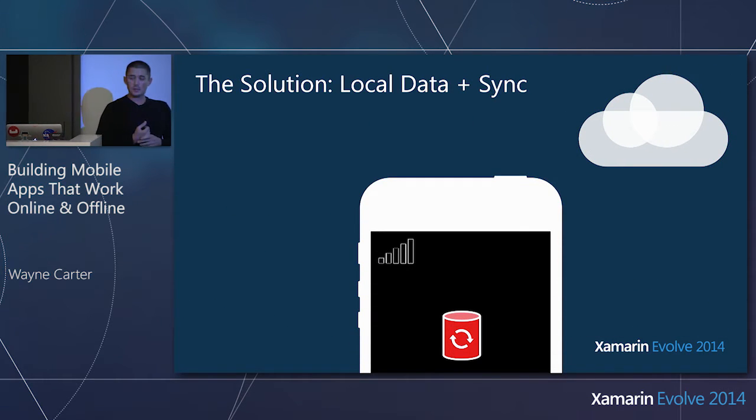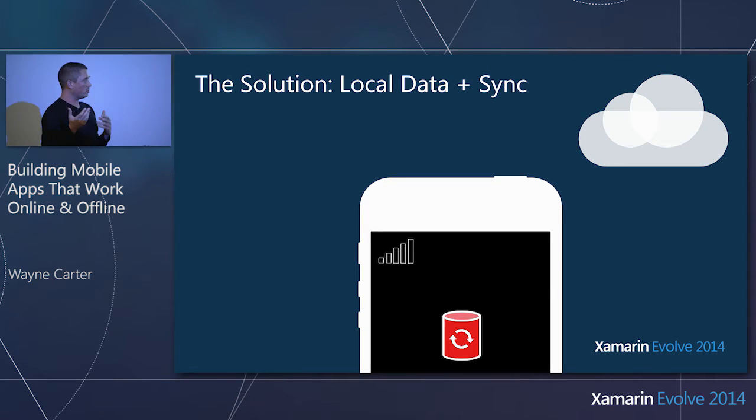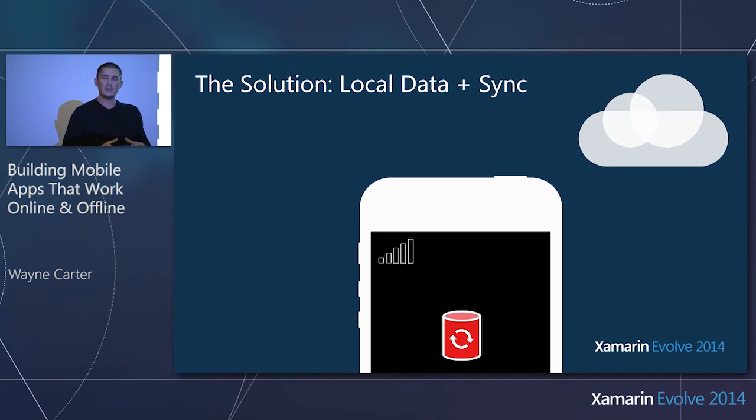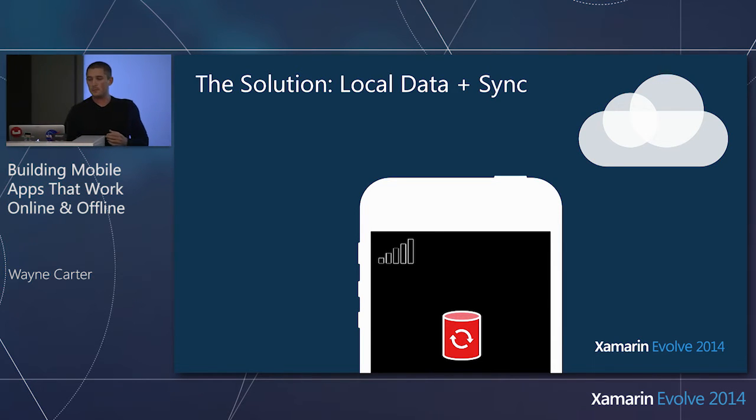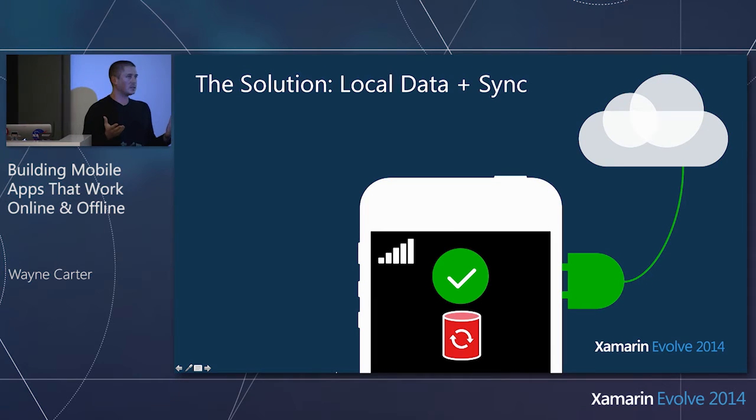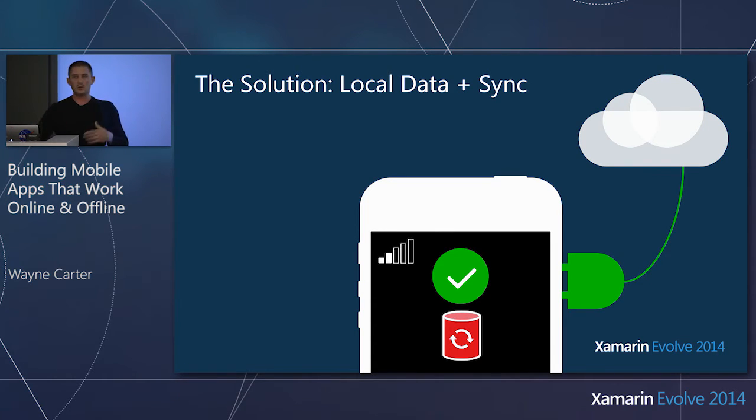So if the solution is local data or local remote hybrid data plus a sync solution in between, you have an application with a database or some data store on the device with some synchronization mechanism available. It works when the network is connected. It works equally well when the network degrades, and it works equally well when the network is non-existent.